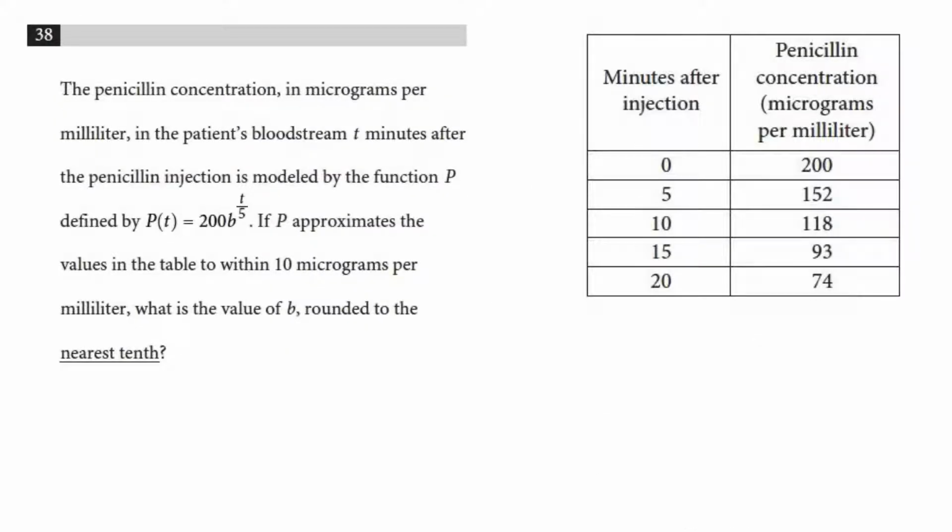38. The penicillin concentration in micrograms per milliliter in a patient's bloodstream t minutes after the penicillin injection is modeled by the function P, defined by P(t) = 200b^(t/5). If P approximates the values in the table to within 10 micrograms per milliliter, what is the value of b rounded to the nearest tenth?